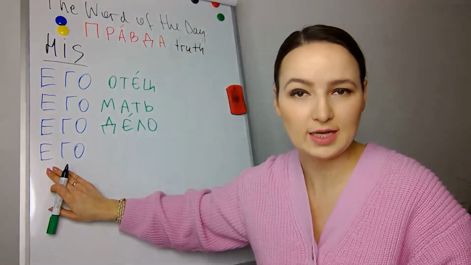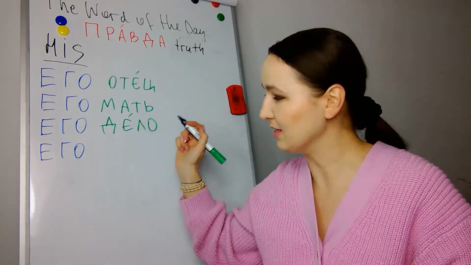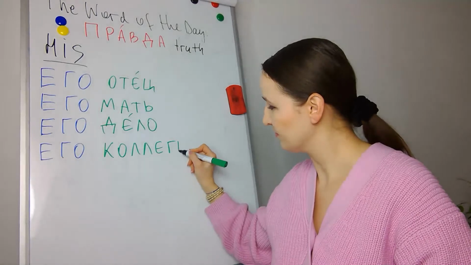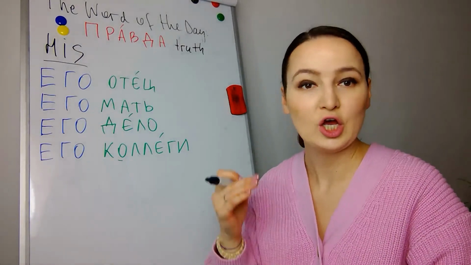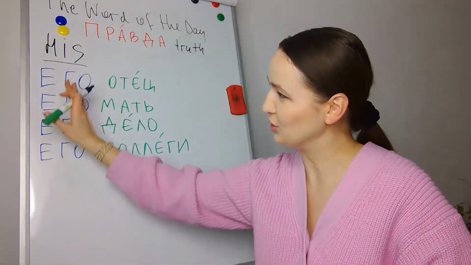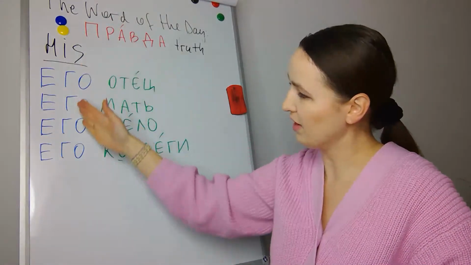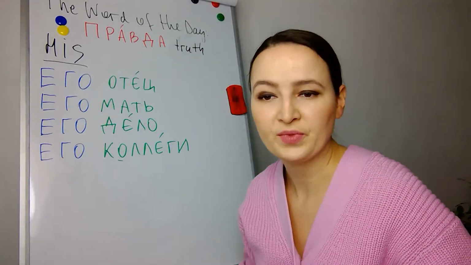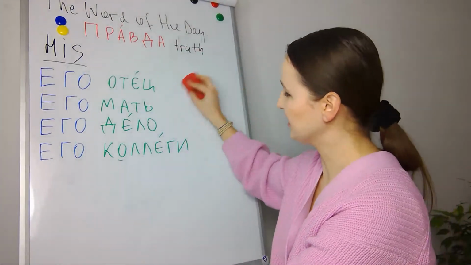And in plural, the same. We will use его, for example, его коллеги. His colleagues. Plural. Коллеги. O will be pronounced as A because it's not stressed. Его коллеги. His colleagues. So nothing will change here. And this is a good thing. Exactly like in English, his for everything. For masculine, feminine, neuter, and plural. Его коллеги. Молодцы.